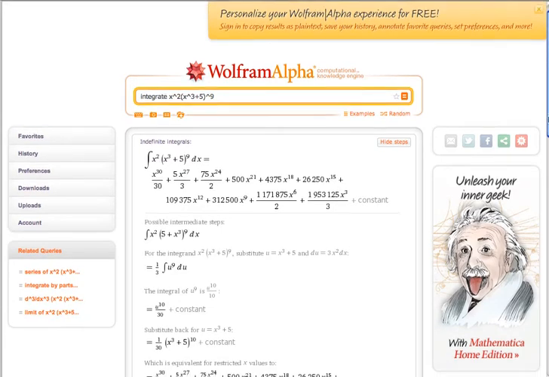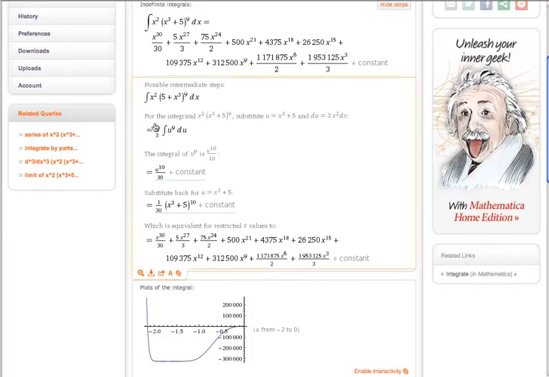And we can see that in the steps, for the integrand, make a substitution. So it's telling us, make a substitution, u is equal to that, and therefore the differential du is 3x squared. And then it goes through exactly the steps that we did. It got the same answer as us, and then it gave this equivalent form and expanded it all out.